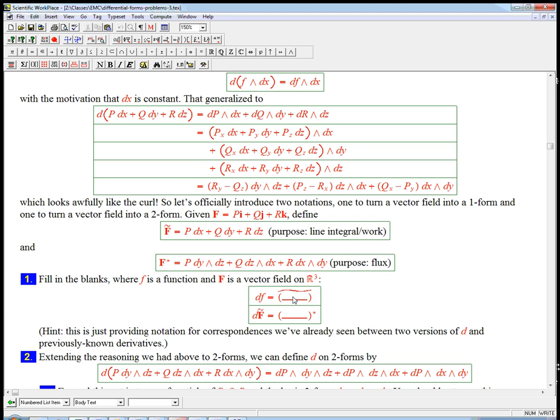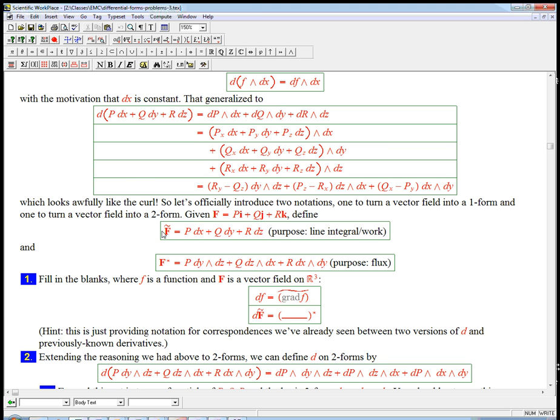If you go in here and put in grad f, that's going to be f sub x i plus f sub y j plus f sub z k. You turn that into a one form by this prescription, and you're going to get the formula for df. So this is a precise way to say, using this notation, that df is the one form version of the gradient.